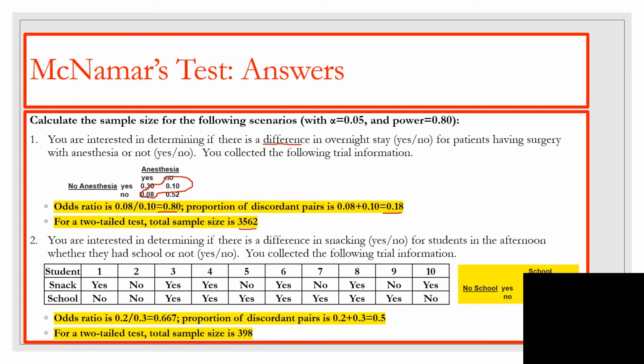For the second question, we have the raw data in yes and no, which we can use to get the table. I have fractions here, but of course we can use decimals. So the first discordant pair is 0.2, the second is 0.3. So the odds ratio of those discordant pairs is 0.667, and the proportion of discordant pairs is 0.5. Two-tailed, because we're interested in difference, for a total sample size of 398.